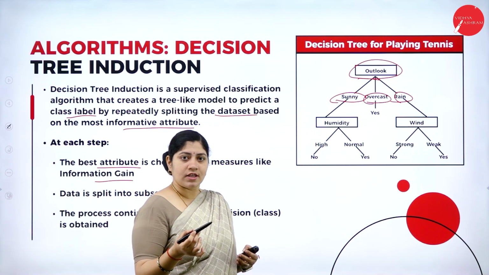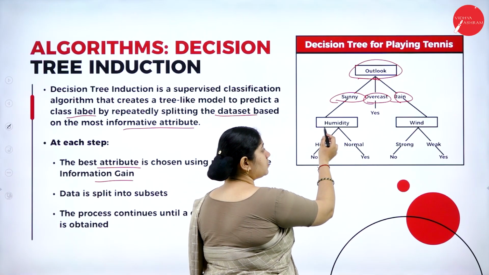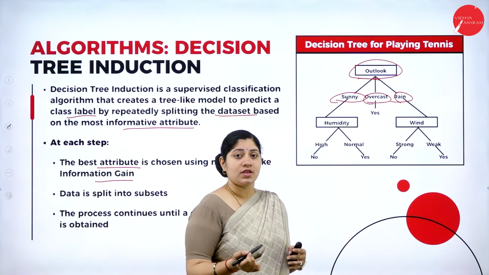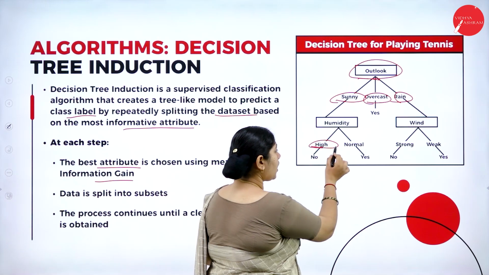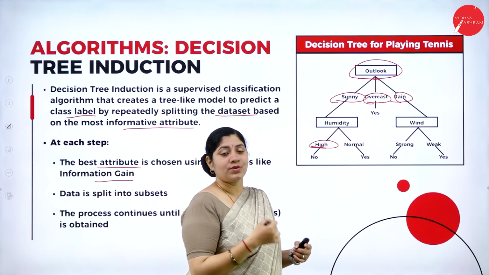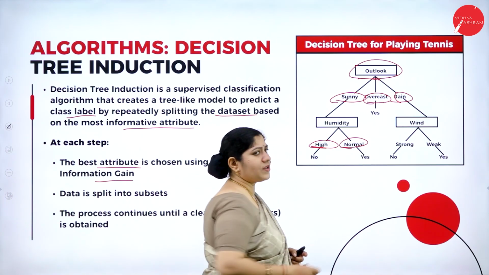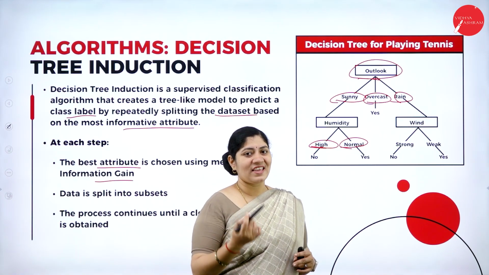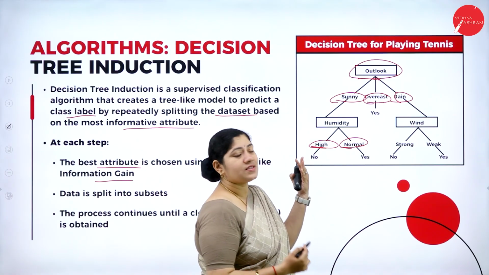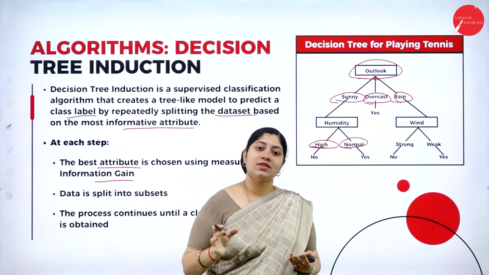If it is sunny, then what has to happen? Then it has to check for humidity. If the humidity is high, then what? The game has to be cancelled, correct? And if the humidity is normal, yes, they can go forward with playing the game. So this is how we can make the decision by building that decision tree.